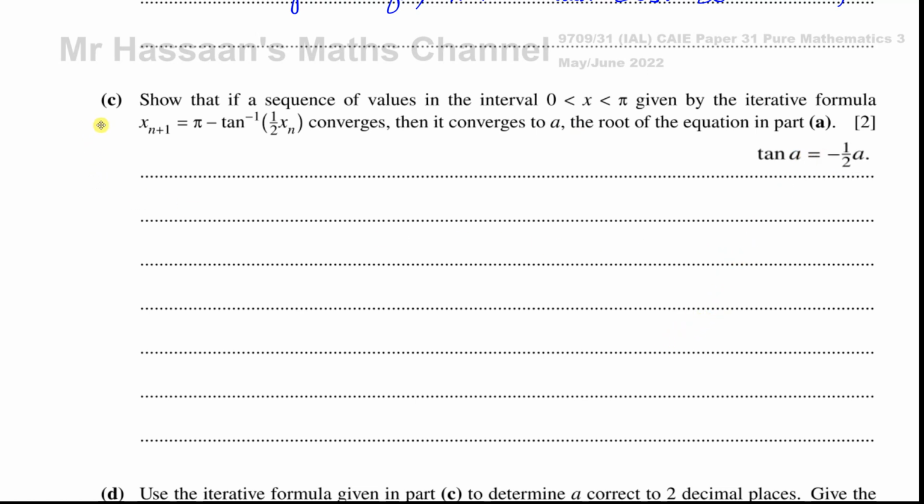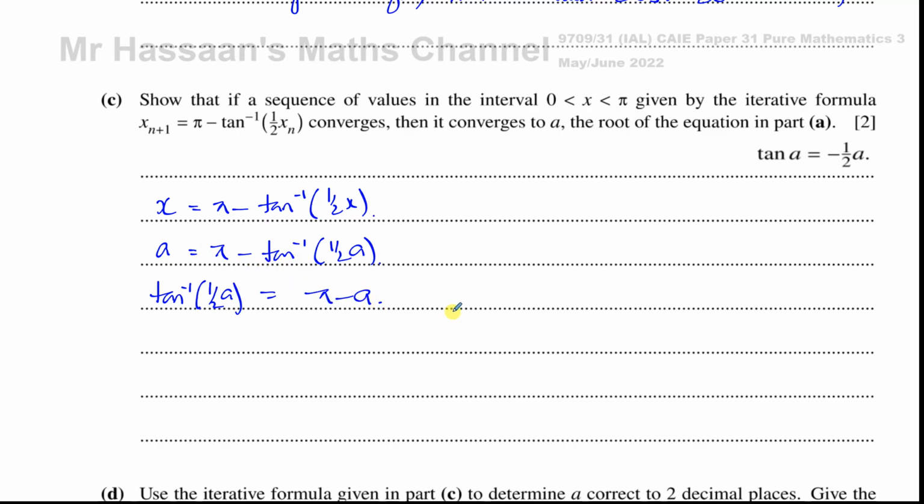Okay, so what we're going to do is take this equation and put x equals pi minus the inverse tan of a half x, and we are going to replace the x with a. So you have a equals pi minus the inverse tan of a half a. And we're going to make this a the subject of the formula. I'm going to rearrange it and find what this a is. So I'm going to add inverse tan of a half a to both sides. And this will leave me with, on this side, pi minus a.